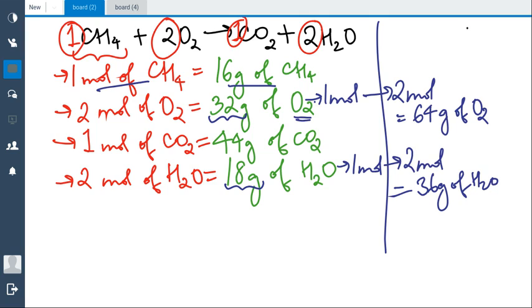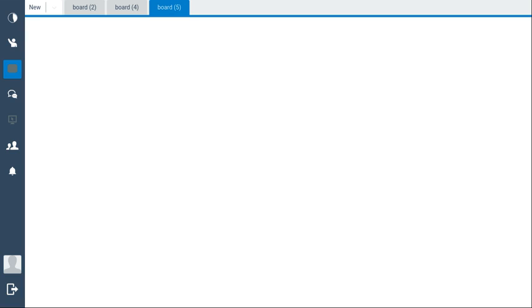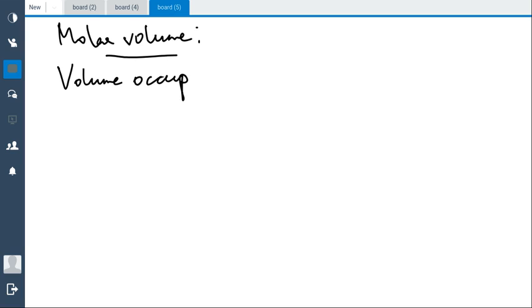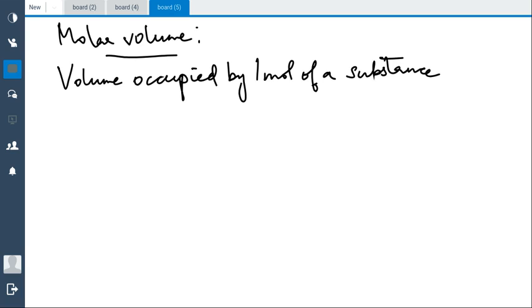Next one is something called molar volume. Okay, now what do you mean by molar volume? It's simply the volume occupied by 1 mole of a substance. The volume occupied by 1 mole of a substance is known as molar volume.